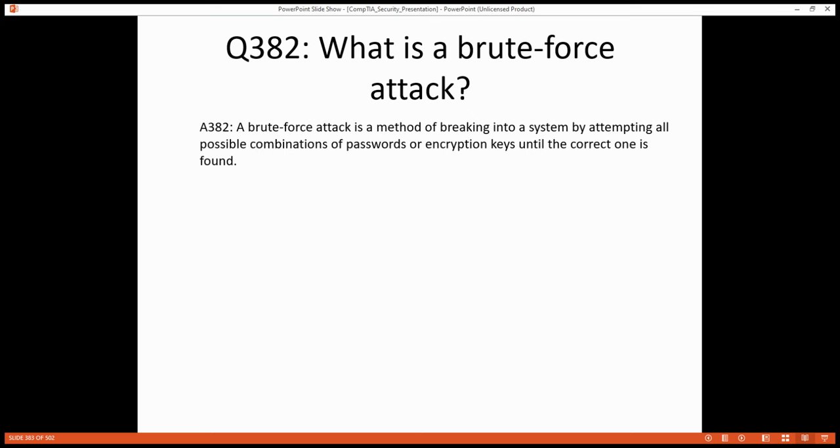Q382. What is a brute force attack? A382. A brute force attack is a method of breaking into a system by attempting all possible combinations of passwords or encryption keys until the correct one is found.